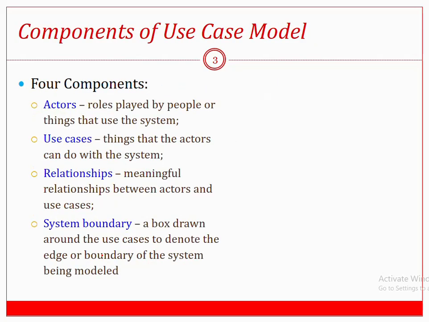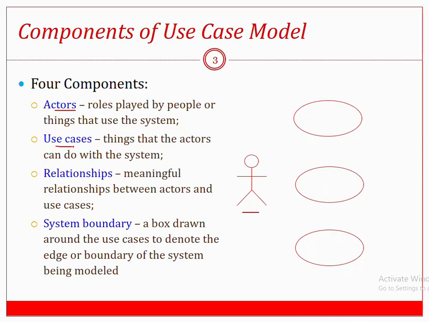A use case model consists of four major components. The first is an actor. Actors represent a person, an organization, or a system interacting with the software. This is represented by using a stickman icon. Next is use case, which represents a function or service provided by the system. This is represented using an oval shape within which the name of the use case is specified.